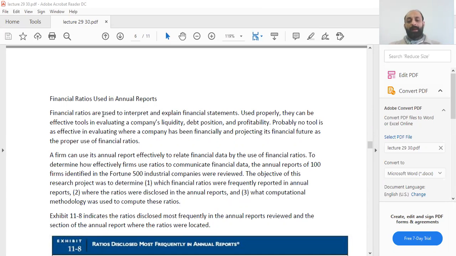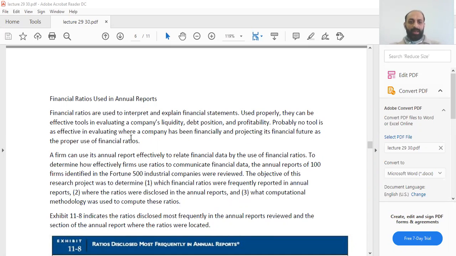Then what information do you provide to banks and financial institutions? What information are you giving to your board of directors? To your existing shareholders, overall, what sort of confidence level do you want to give them? So all these factors determine what sort of financial ratios you put in the annual reports.